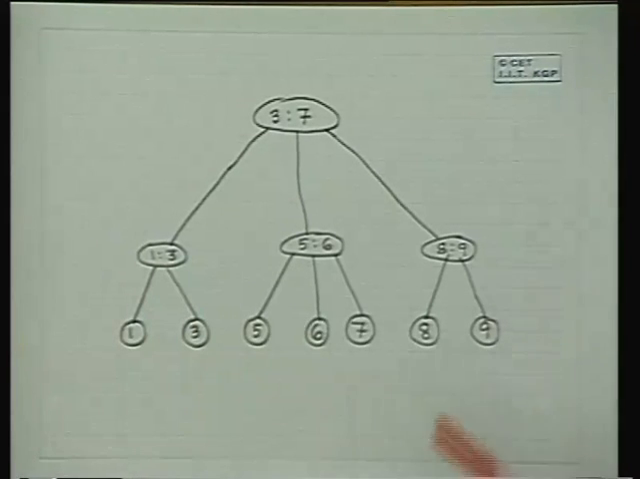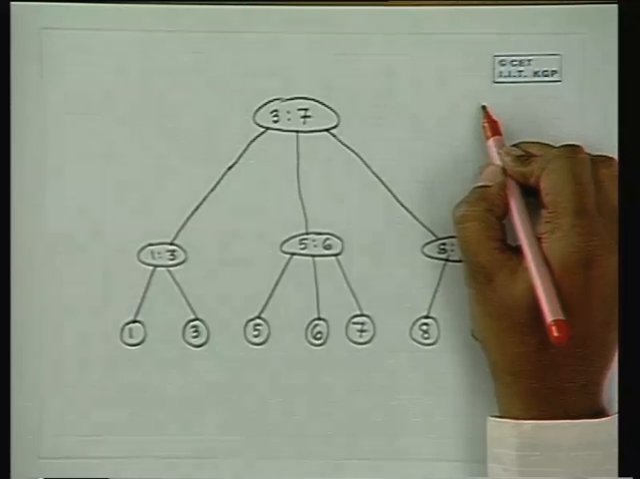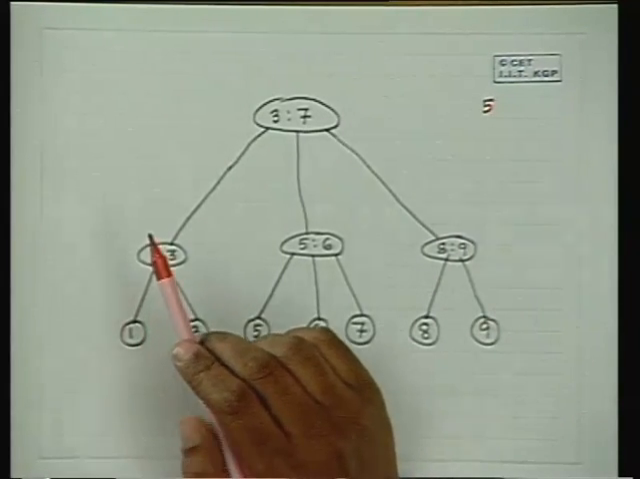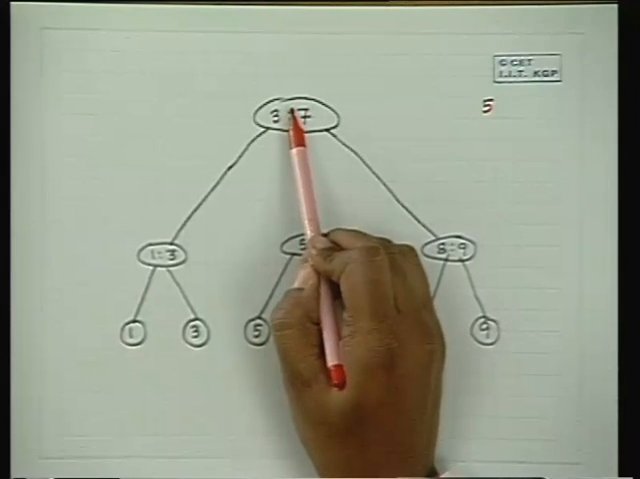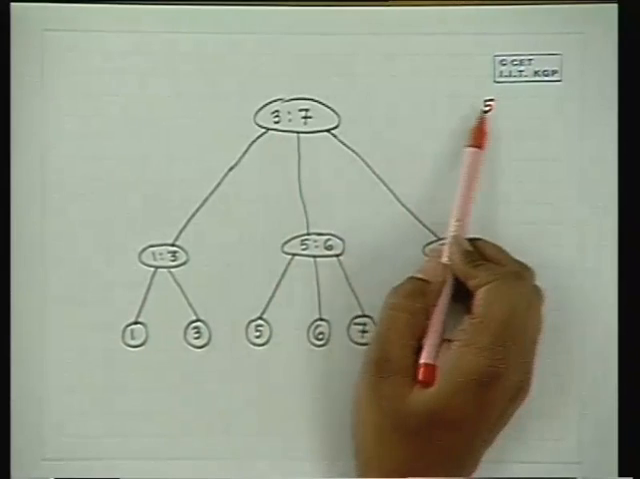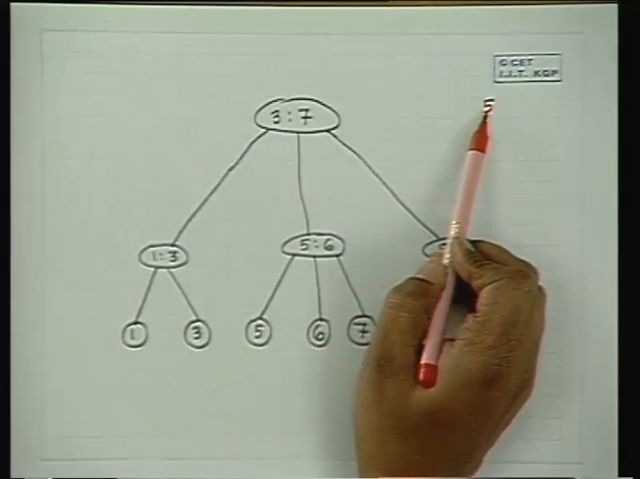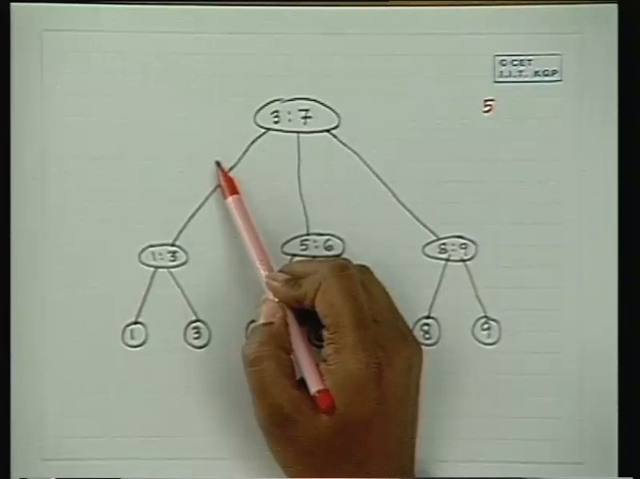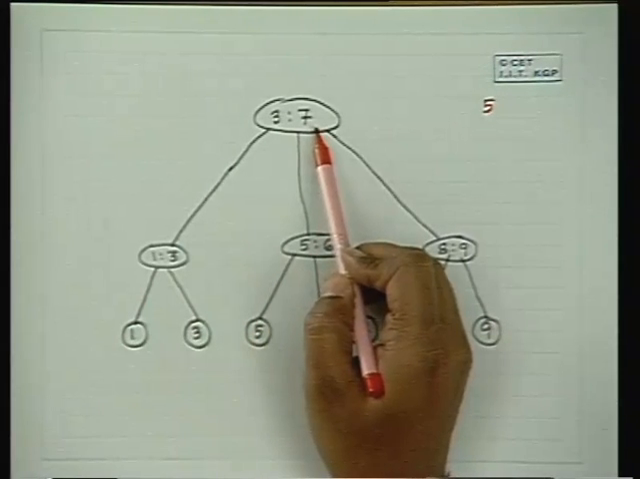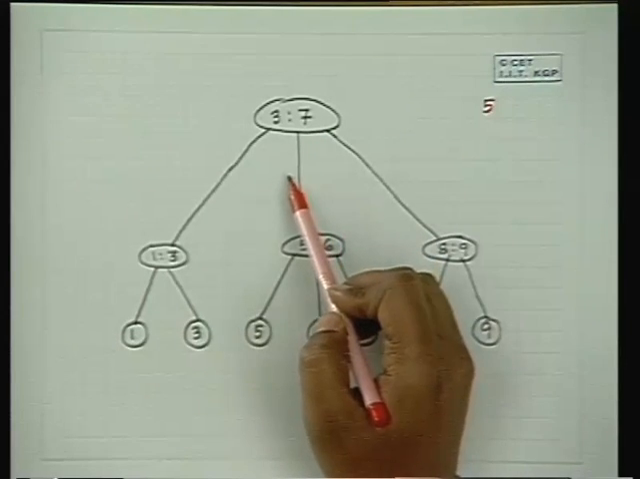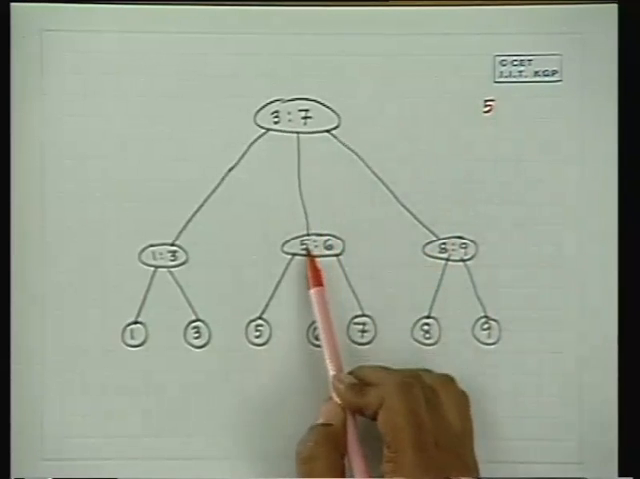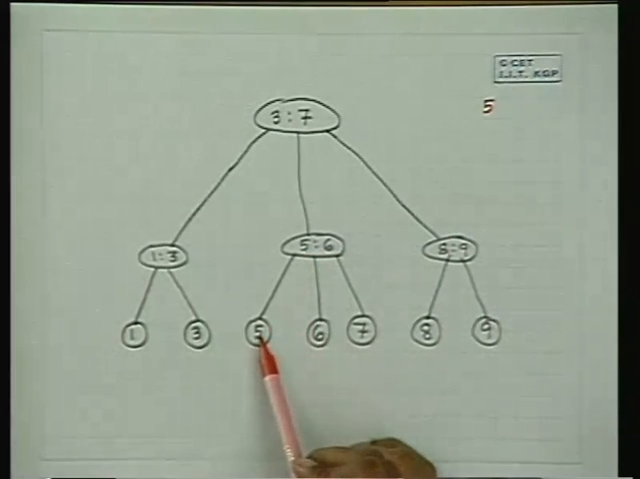Suppose you are asked to find 5. What will you do? Come here. Find 5 at this root node. Check with the L value. If this value is less than or equal to the L value, you move along the left pointer. Else, if it is less than or equal to the middle value, you move along the middle pointer. Else, you move along the right pointer. So here you will move along the middle pointer, come here, move along the right pointer and reach.